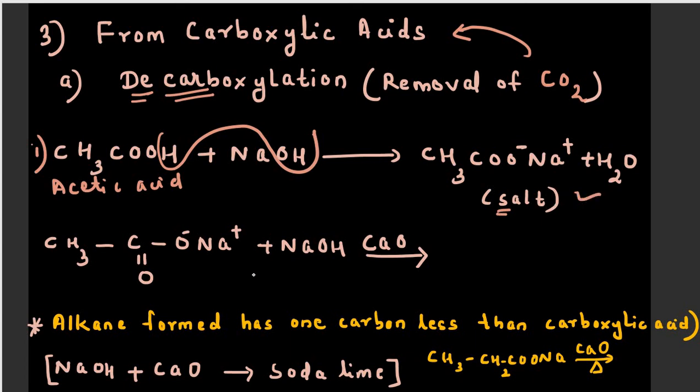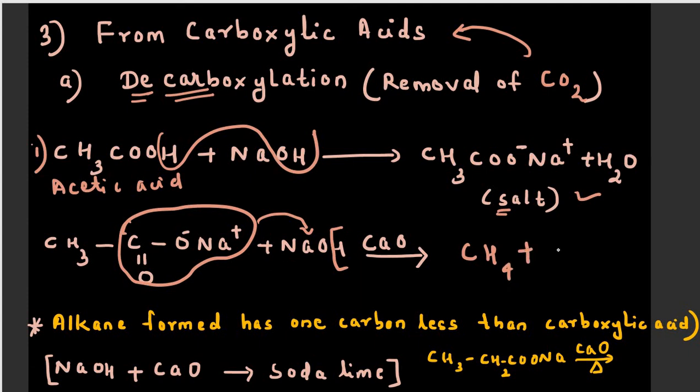Now the obtained salt, when it reacts with calcium oxide, what will be our product? This whole part goes and combines with this part, and thus this hydrogen combines with CH3, and we will be getting CH4 plus what is the rest? 2 moles of Na are there, so Na2CO3. What is this Na2CO3? It is our sodium carbonate. So in the decarboxylation reaction, there is removal of CO2, and we are getting the alkane and sodium carbonate.